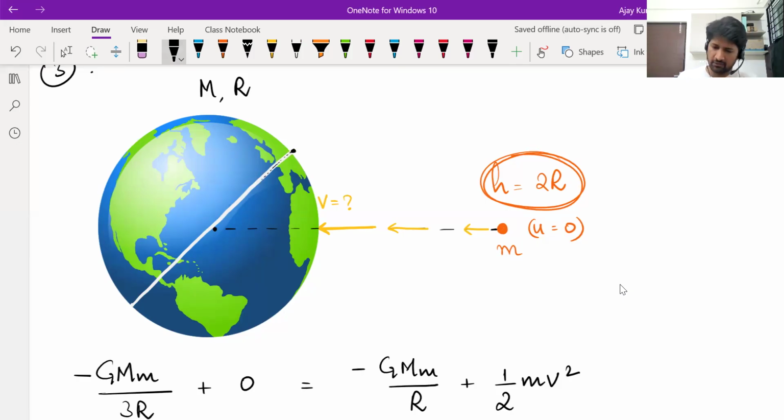Then they can ask you if a particle is just released here, the planet's gravity will pull it in. You know, solid sphere creates a field inside also. If it creates a field, then the particle will experience a force. If it experiences a force, it will gain velocity. So they may ask you, with what speed will it reach the center of the planet and so on.